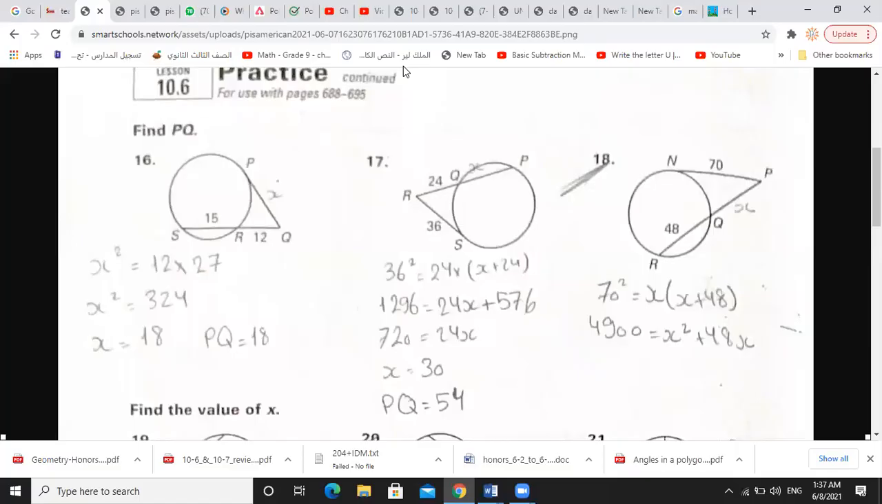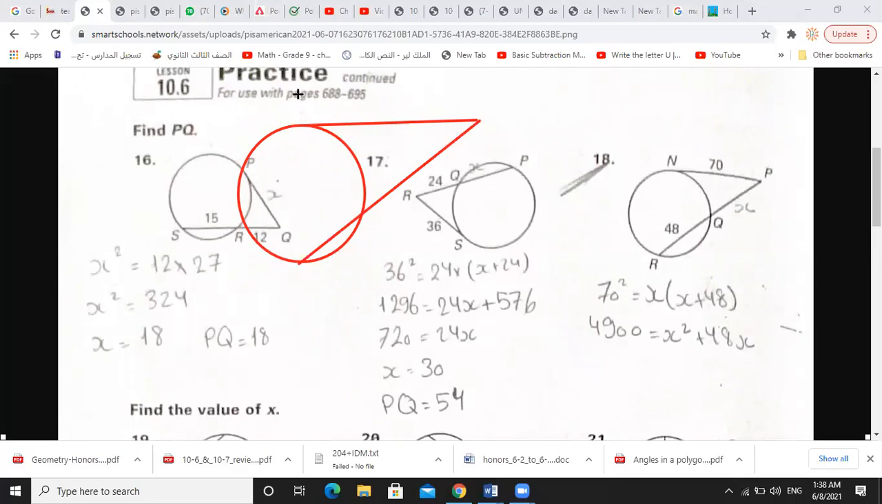We have a tangent, which rule can we use? When we have a circle, and in this circle, we have a tangent and a secant. Like this is a tangent, and we have a secant.